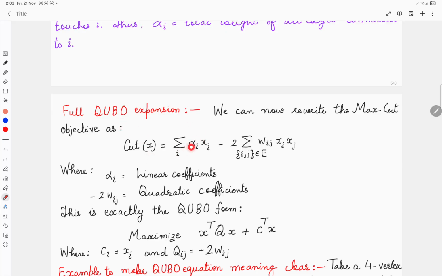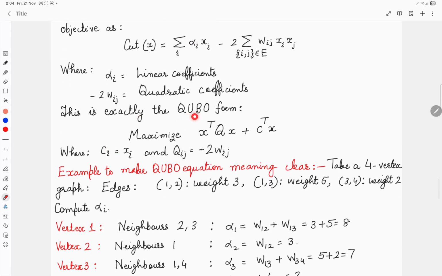Now what is the full Kubo expression? After we have separated out the linear and the quadratic terms, we can rewrite the MaxCut objective as cut x equal to the sum of alpha I xi minus the quadratic part. The quadratic part comes with coefficient minus 2 wij, and the linear part comes with coefficient alpha I. So this is exactly the Kubo form. This is the linear part, this is the quadratic part, and we have to maximize this.